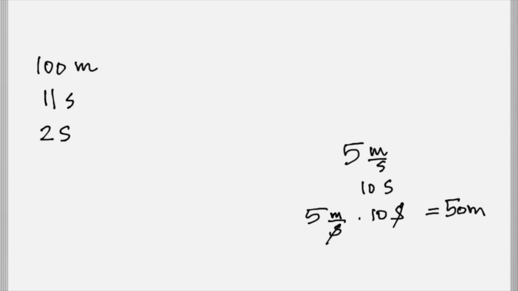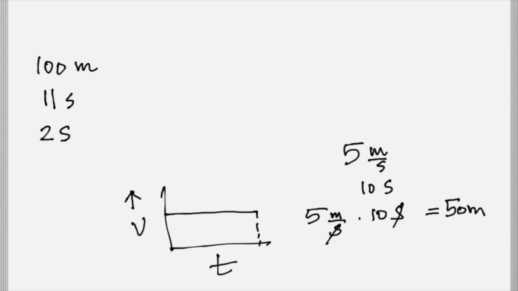Easy. All right, so if you draw a velocity time graph of that object, wouldn't it look something like this? Why? It's 5 meters per second for 10 seconds. What is the area of that graph? 50 meters. You draw the velocity time graph of the object. That's why I was giving you a clue.